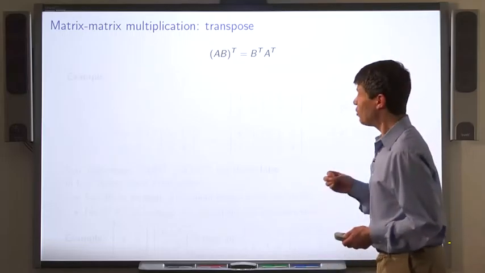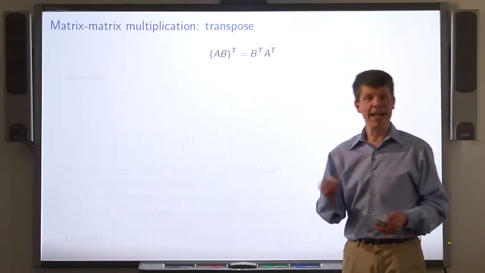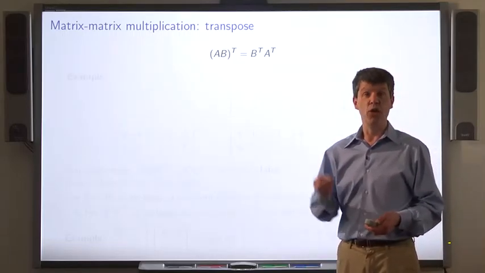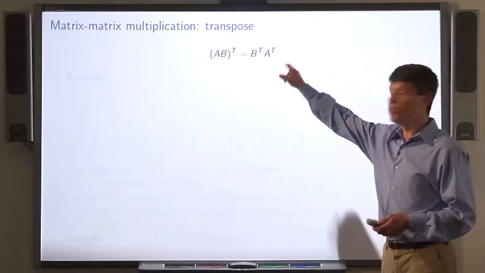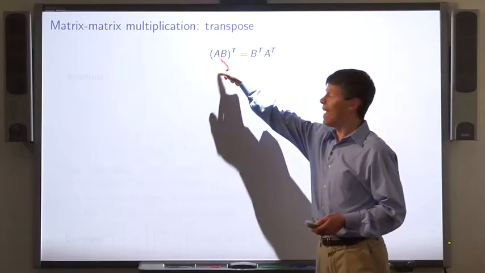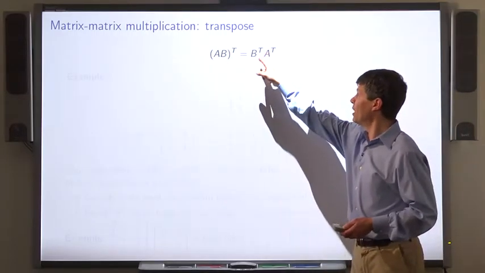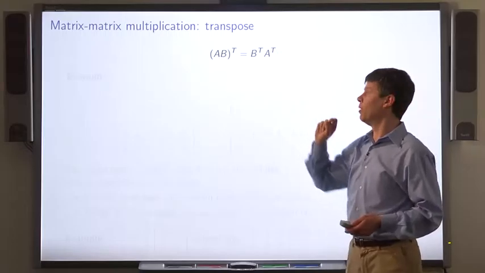Now, matrix-matrix multiplication interacts in a nice and predictable way with transpose. Now, here's the rule. The transpose of A times B is B transpose times A transpose.